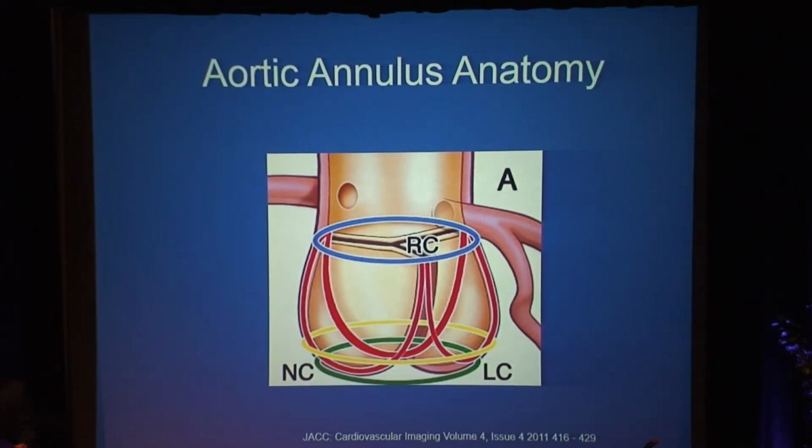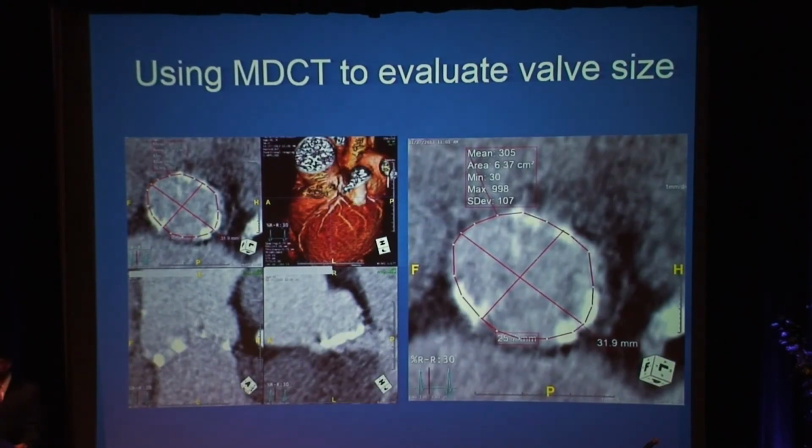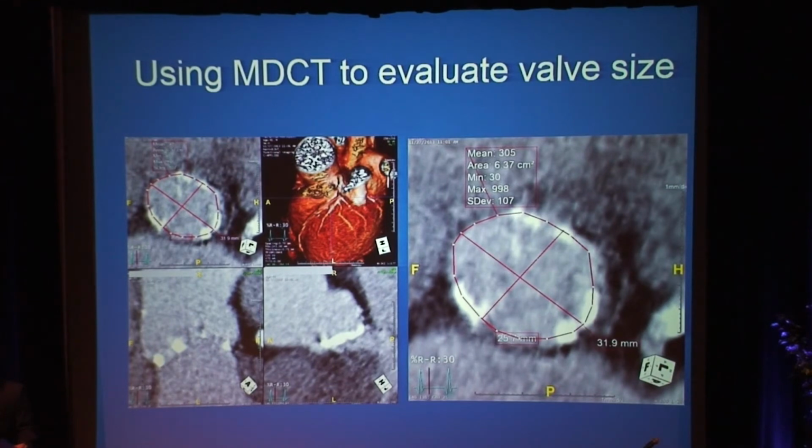The other reason two-dimensional echo is very poor at determining your actual valve size is that your aortic annulus is not a circular structure but more of an oval structure. So depending on where you cut the annulus, you could significantly underestimate its size. That's why multi-detector CT has been proven to be very useful when you're trying to estimate the size of your annulus.